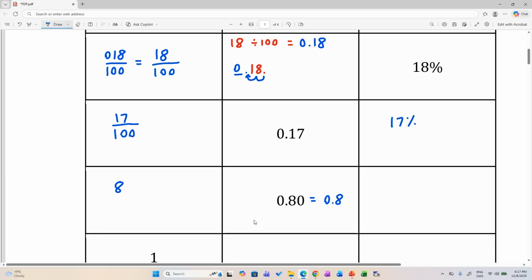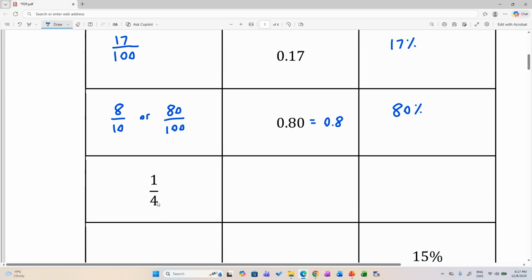And since the smallest place value is 8 here, you can just write it as 8 over 10. Or if you really want to, you can write it as 80 over 100. But they both are equivalent, so it is up to you. I would just stick with the 8 over 10 in this case. Here I'm going to have 80%.